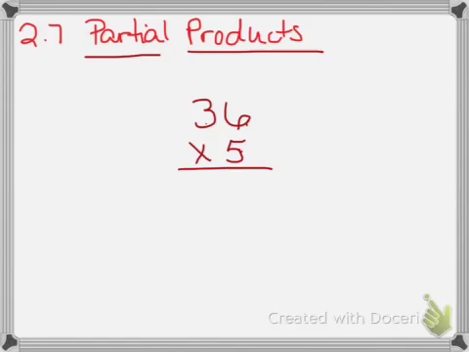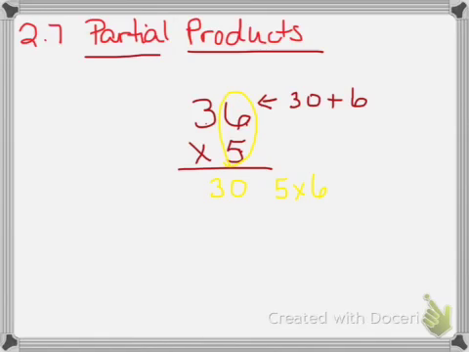So with partial products, essentially we're using what we've been learning the last couple of days. We're going to be breaking 36 into the parts. And instead of using brackets like we have been, we're thinking in our head 36 is 30 plus 6. So I'm going to start by multiplying 5 times 6. So 5 times 6, and I'm going to put the answer to that right here. 5 times 6 is 30.